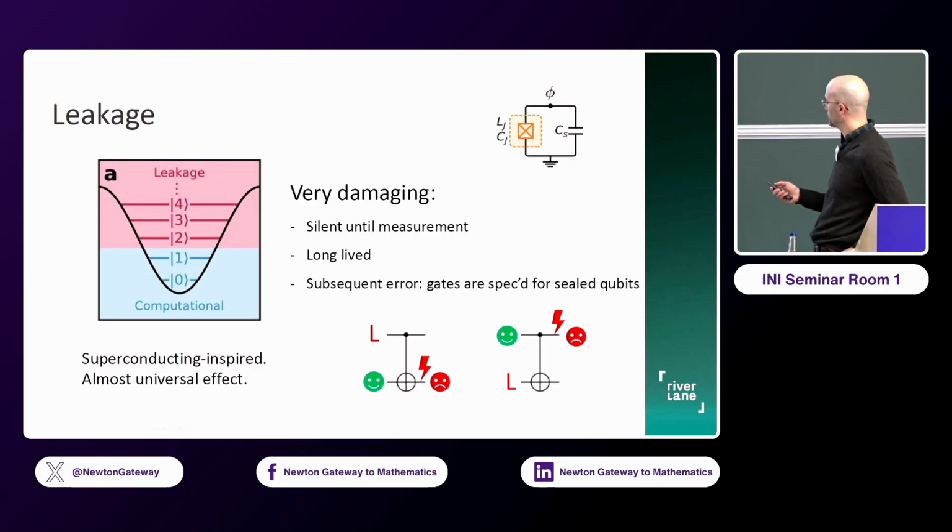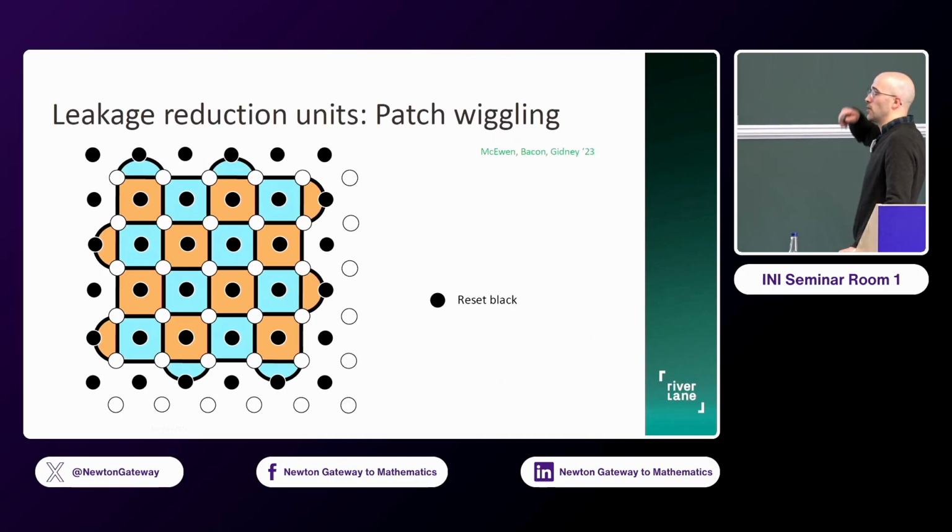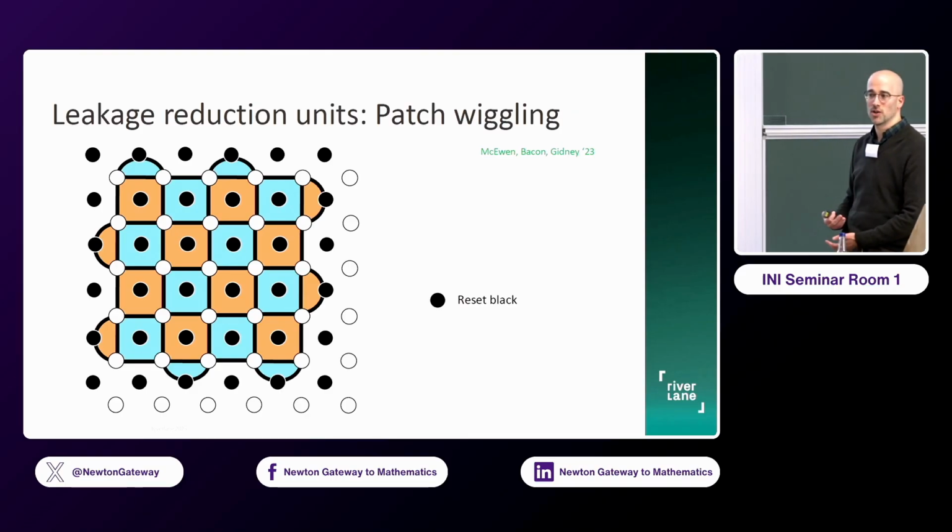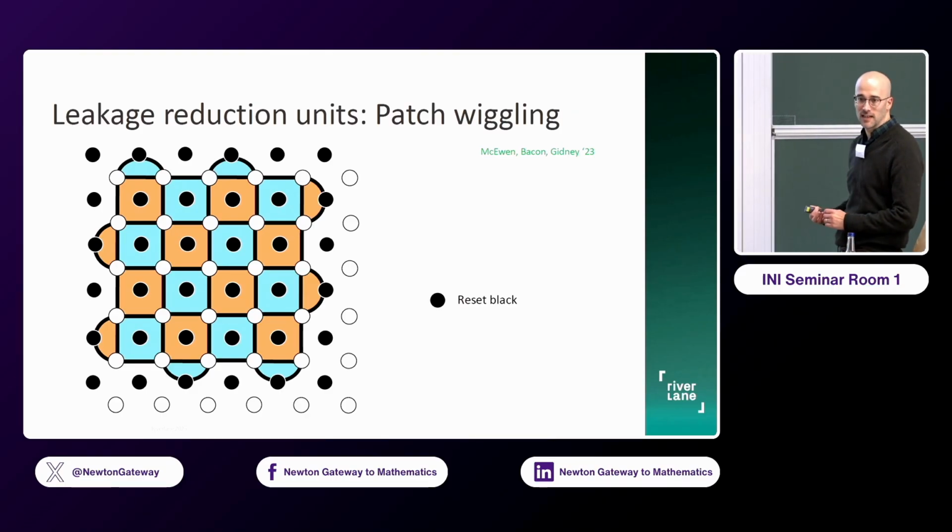So whenever there's leakage in your system, you should do something specifically to target the leakage that you have. And usually what you do is you introduce a gadget called a leakage reduction unit. And a leakage reduction unit has the job of removing periodically leakage from your system. So it can take many forms, but it has one job, and the job is to make sure that if a qubit leaks, it doesn't stay leaked for very long.